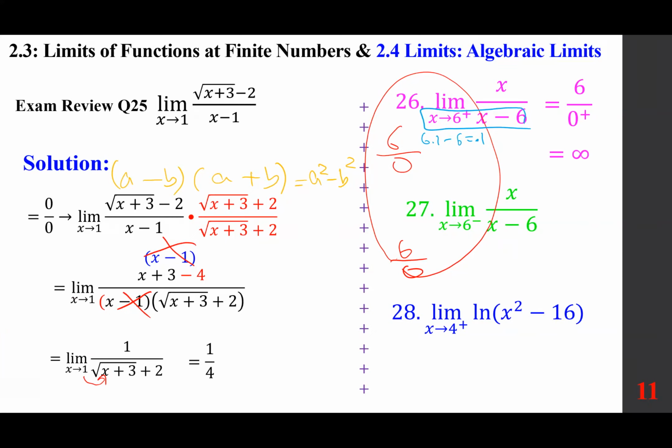However, in this case, 6 from the left, something like 5.9 minus 6, and it's negative 0.1. For the sign, you can even say 5 minus 6. We are looking for the sign. So it's 6 over 0 from the left. Positive over negative is negative infinity.